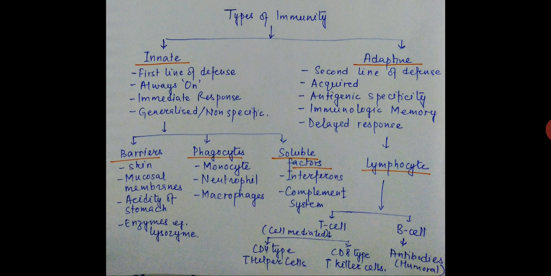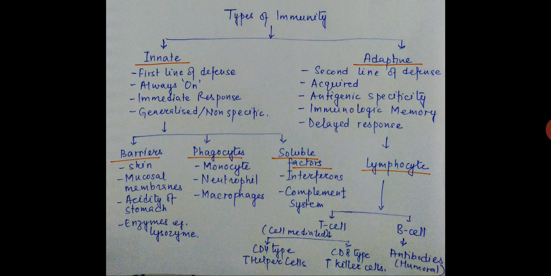Barriers can be physical as well as chemical, like skin, mucosal membrane, acidity of stomach, and enzymes such as lysozyme, which is present in tears, which attack the cell walls of certain bacteria and destroy them. A dramatic example of barrier loss can be seen in burn victims who lose protective skin and become prone to various bacterial and fungal infections.